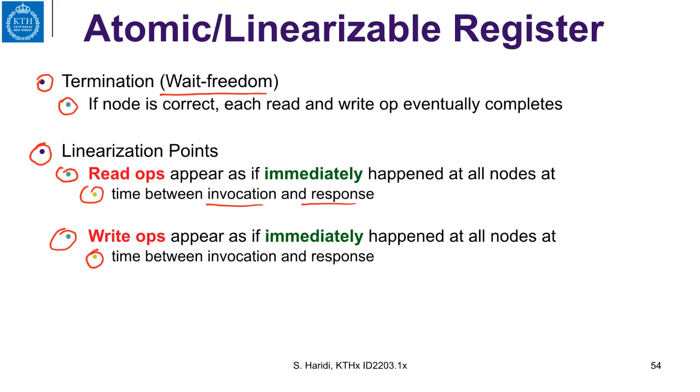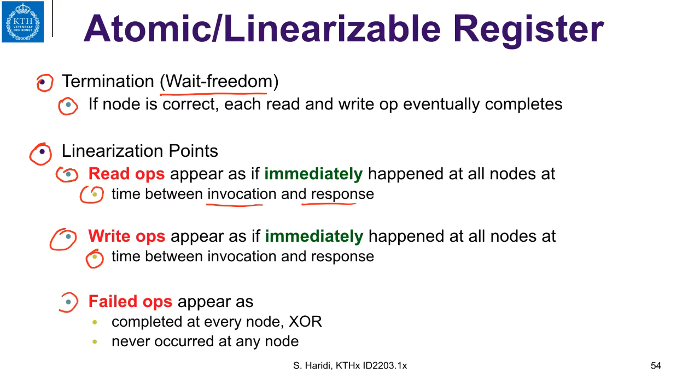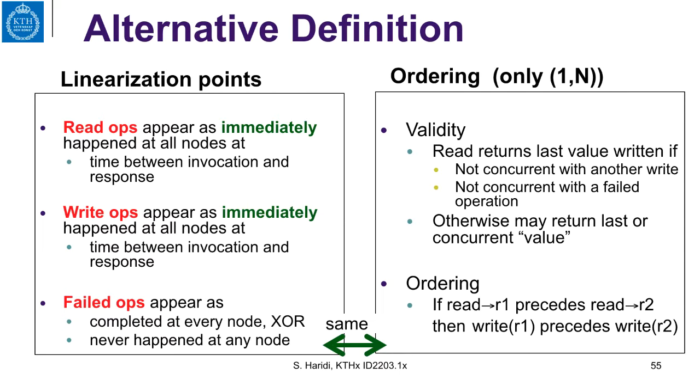Then we have failed operations. With linearizable registers, a failed operation appears as if it is completed at each process. You remember when we had partial executions or partial traces, we can complete them by adding responses, or make them appear as if they never occurred by removing the invocations of the operations. So we have our linearization points, but initially we are going to work with an algorithm for single writer, multiple reader.